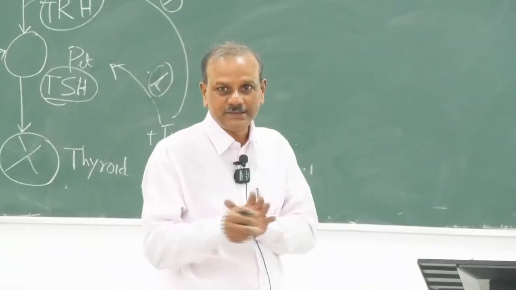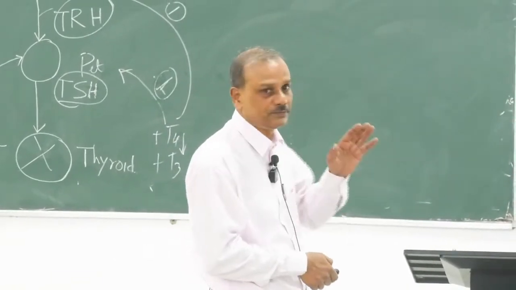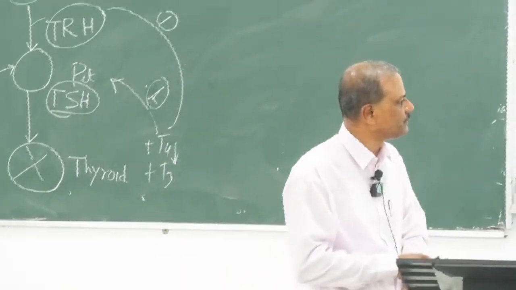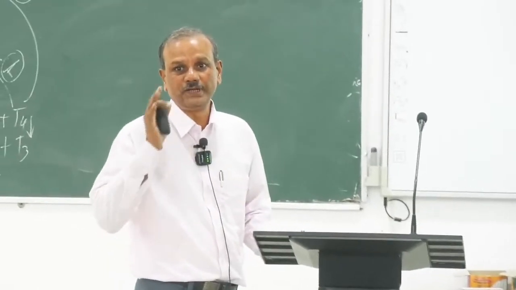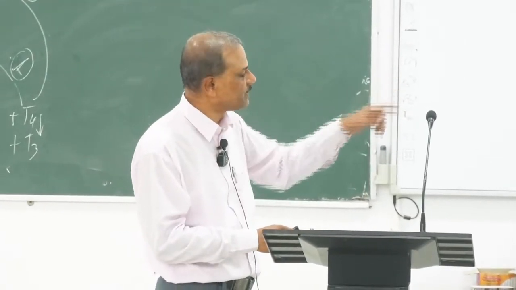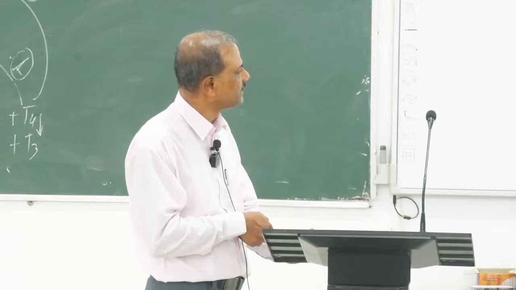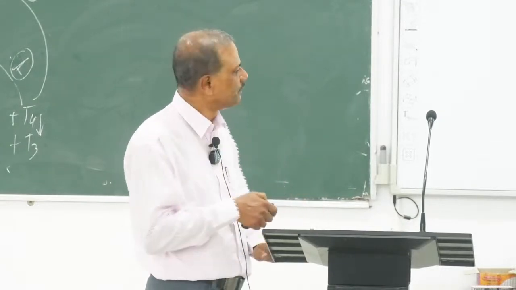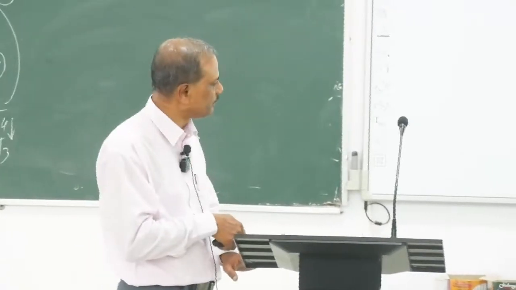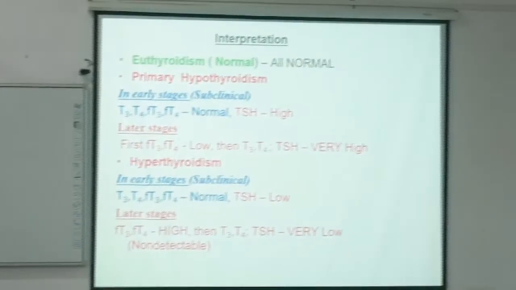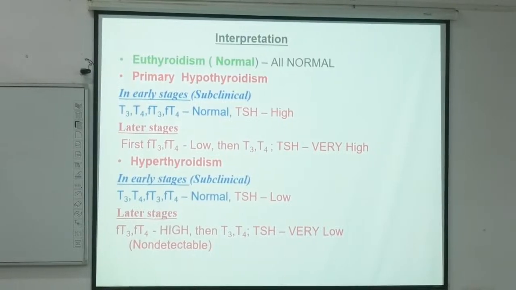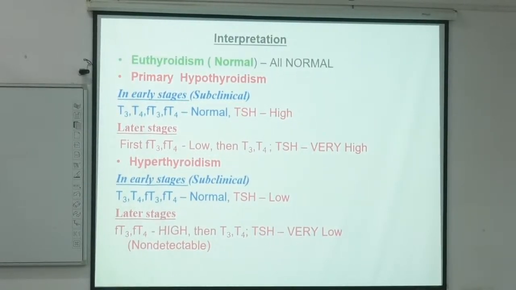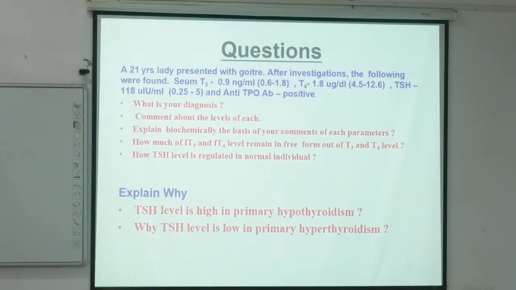In the later stages, as the disease advances, first FT3, FT4 will be low, and then total T3, total T4 will be low, and in that case TSH will be very high. Just similar to that, in hyperthyroidism, in the early stage, T3, T4, FT3, FT4 will be normal, but TSH will be low. But again, as the disease progresses, FT3 and FT4 will be high, and then total T3, T4 will be high, and TSH will be very low at this stage, and it will be undetectable. Next. So after this, there will be a question, and you have to answer this type of question.